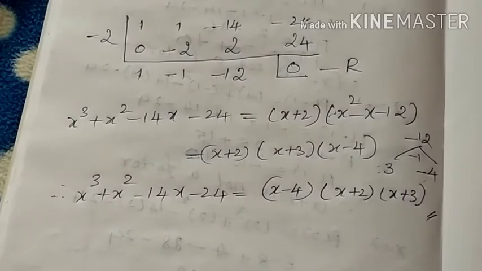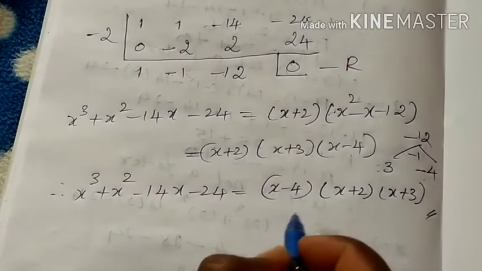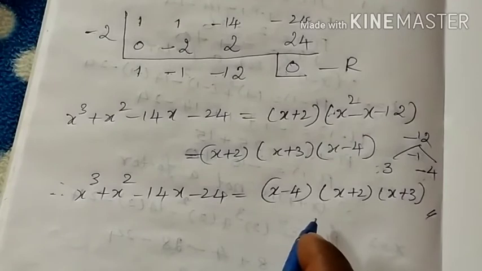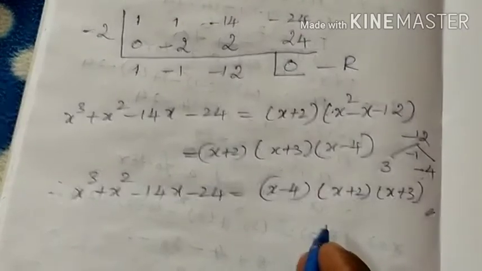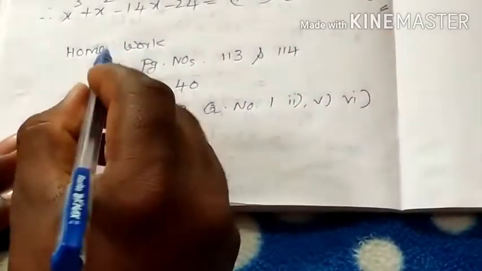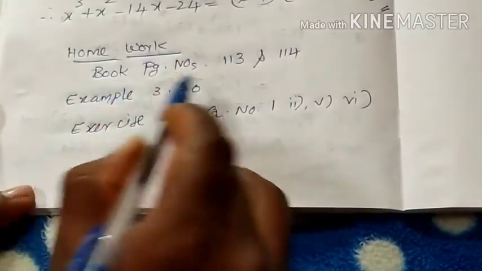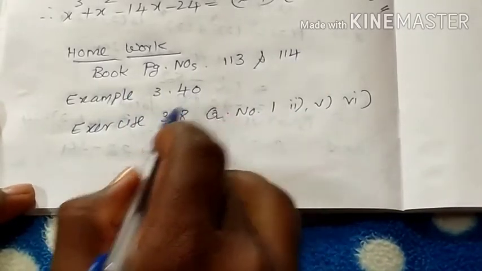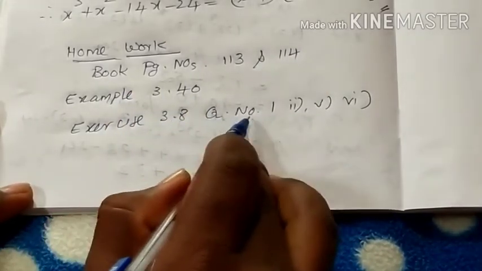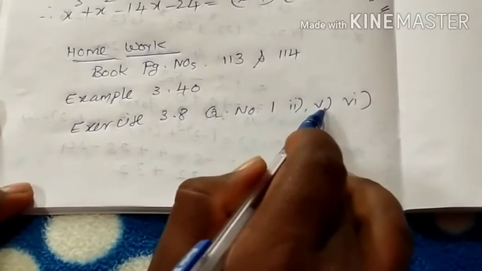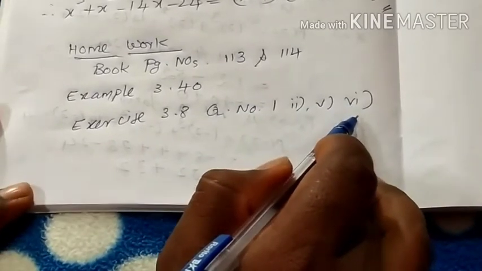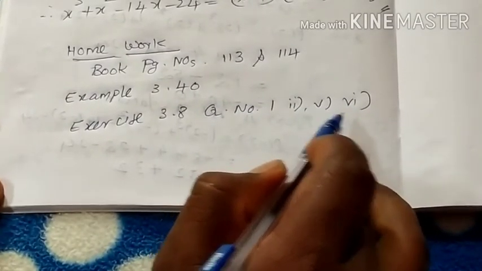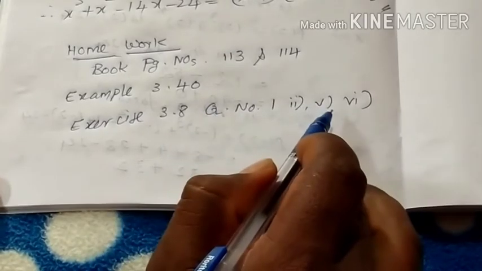Have you understood? In this manner, you do the fifth and sixth subdivision. The two questions are also your homework. Okay, dear students, today's homework: book page numbers 113 and 114, example 3.40, exercise 3.8, question number 1, second, fifth and sixth subdivision. Okay, using the synthetic division method, factorize the given polynomial.